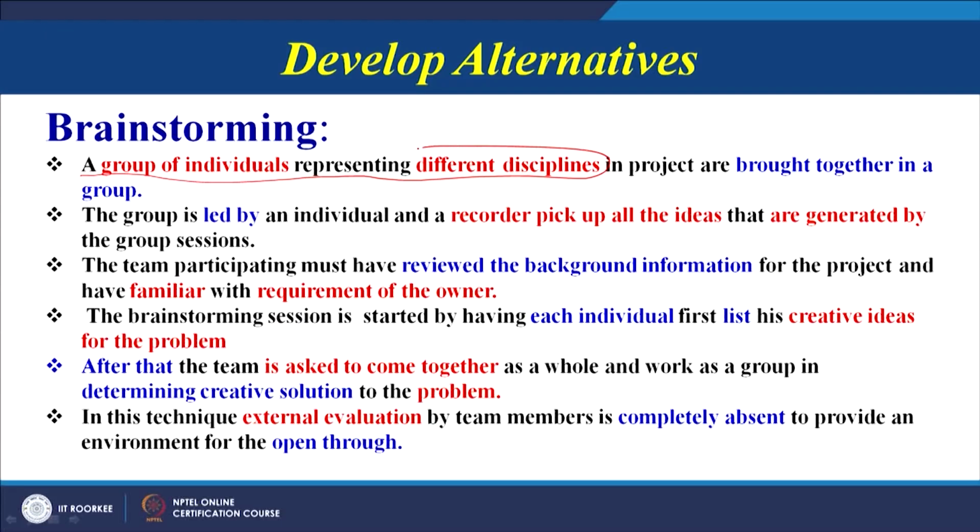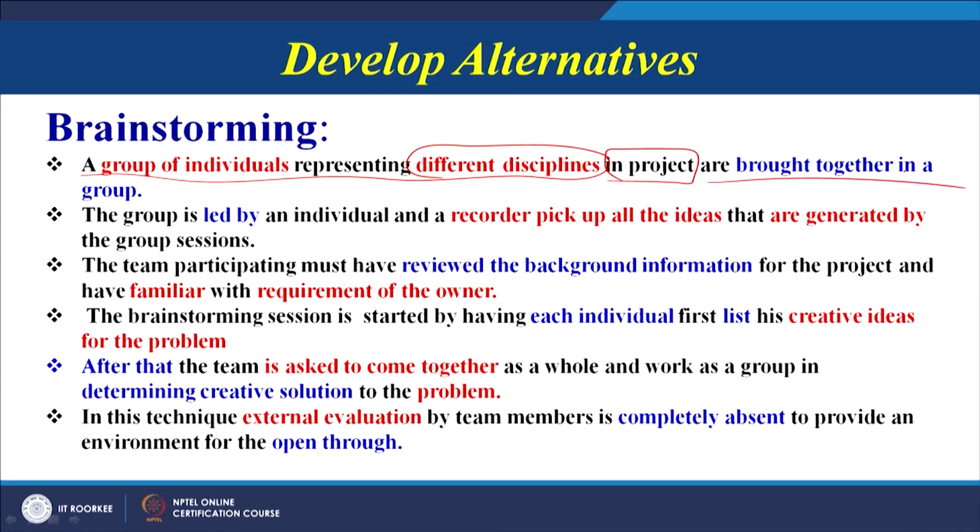A group of individuals representing different disciplines. So, for the focus adjustment knob, we can have different people who are involved here. People can be from the design team, they can be from the manufacturing team, there can be personnel from the sales and marketing department, because once you are selling a microscope to a vendor or a customer, the customer may have his or her specifications related to the types of knobs that are being used in the microscope. So, a group of individuals representing different disciplines in the project are brought together in a group.